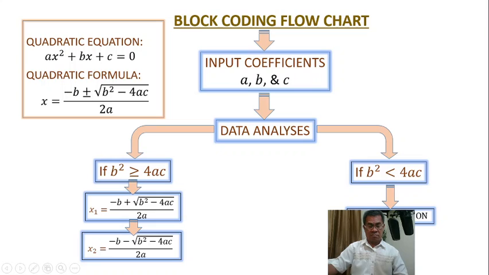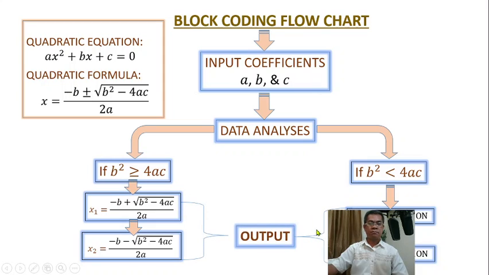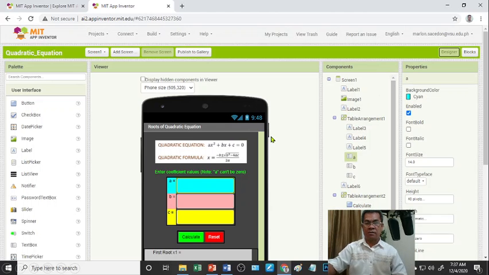So we can put some remarks that x1 has no solution, also with x2. Okay, so these are our outputs. So we will design a code such that this will be satisfied. Okay, so then let's go back to our MIT. So this is the designer view.